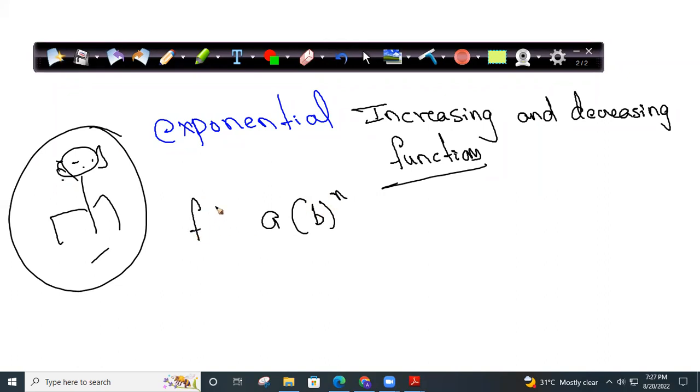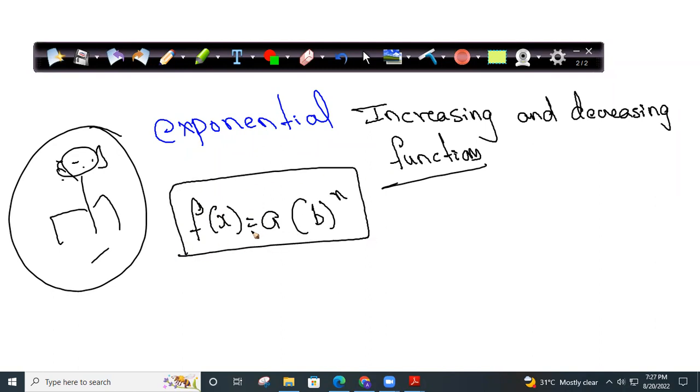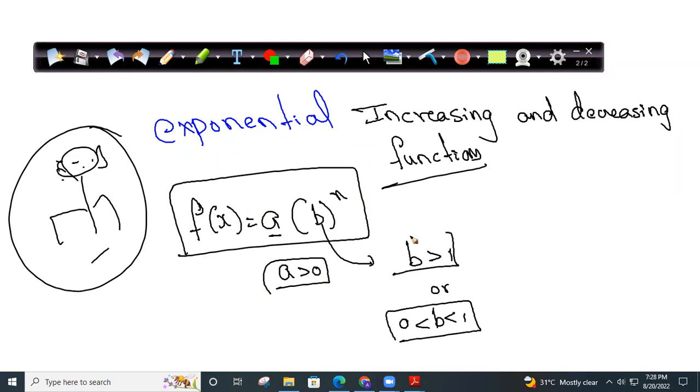So what is the form of an exponential function? An exponential function f of x is given by a times b to the power x. In this, a is always positive, greater than 0. Now what happens to b? There are two case scenarios for b. Either b is greater than 1 or b lies between 0 and 1.